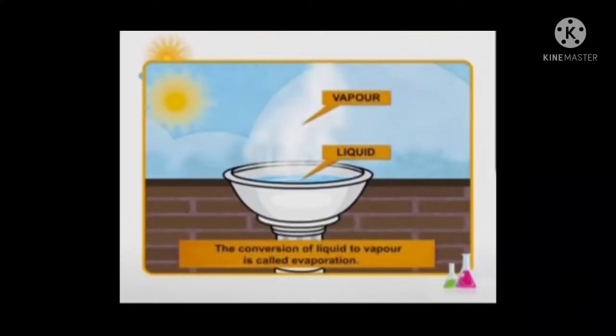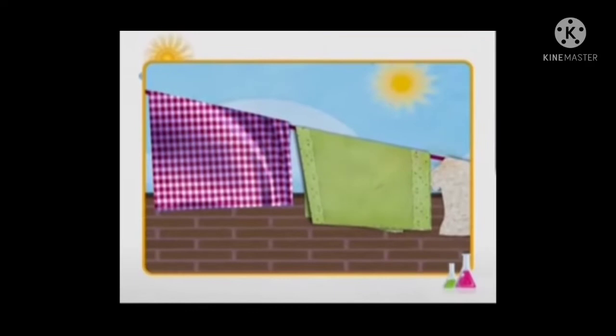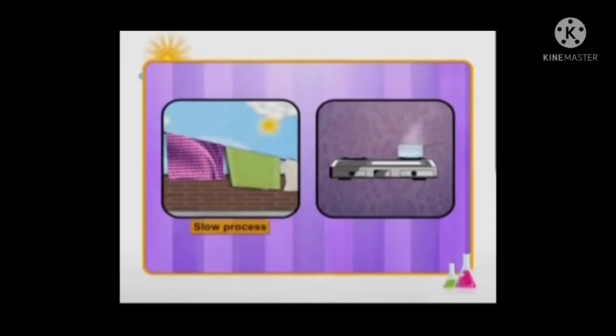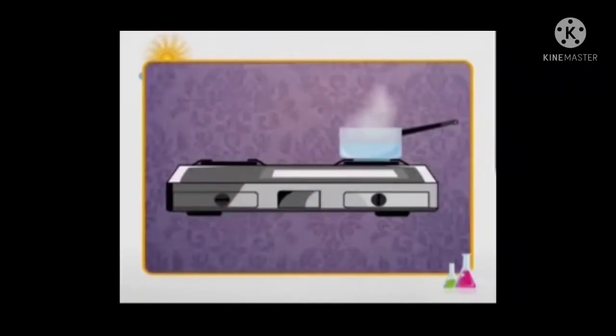The conversion of liquid to vapor is called evaporation. Clothes dry out because of evaporation. When we heat water, the water is converted into water vapor. Drying of clothes due to evaporation is a slow process, while when we heat water, it changes into vapor as a fast process. So heating speeds up the evaporation process.